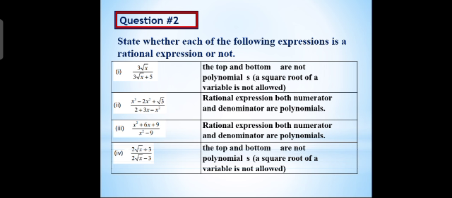Fourth one, 2 square root of x plus 3 over 2 square root of x minus 3. The top and bottom are not polynomials, as a square root of a variable is not allowed. So if the top and bottom are not polynomials, this is not a rational expression.